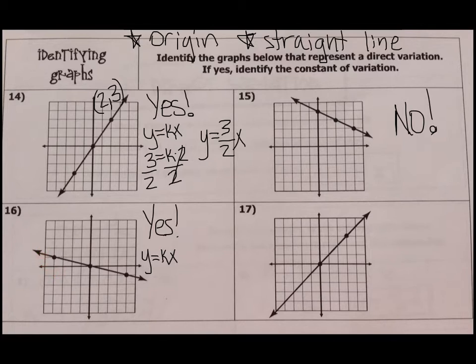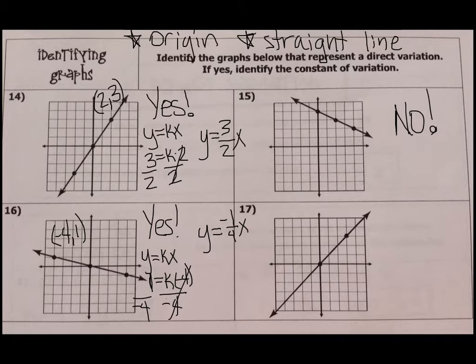Here's an ordered pair. This ordered pair would be (-4, 1). So the x value is -4, the y value is 1. We can use those to plug into our equation. y is 1, x is -4. Solving for our constant, we're going to divide both sides by -4, which leaves us with -1/4. So our equation would be y equals -1/4 x.